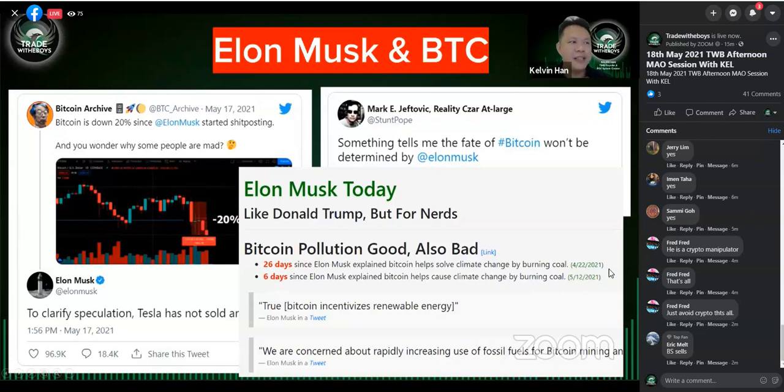In fact, this is a very good website. If you are already into Elon Musk, you can actually read it and you can see how he twists and turns his words. Like this one: true, Bitcoin incentivizes renewable energy. Now he says that no, it rapidly increased the usage of fossil fuels. All right, so it's all about twisting and playing, and obviously people just follow through, right? Like a piper.